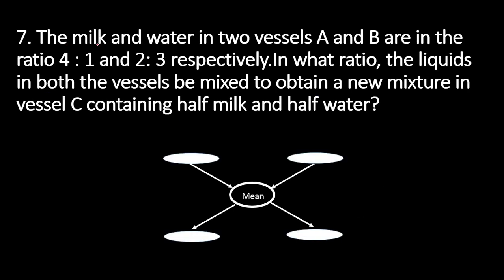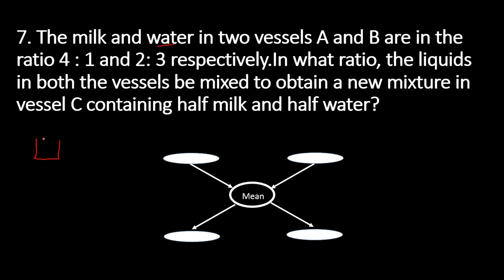The milk and water in 2 vessels A and B are in the ratio 4:1 and 2:3 respectively. In what ratio should the liquids in both vessels be mixed to obtain a new mixture in vessel C containing half milk and half water? What is the question here?